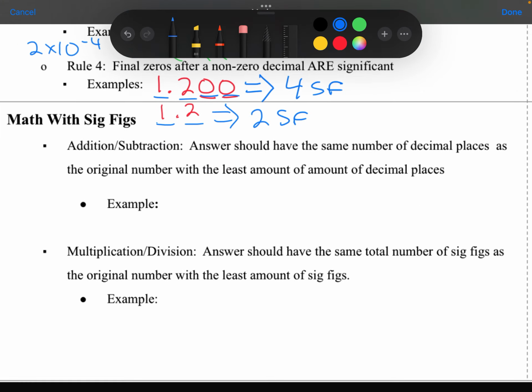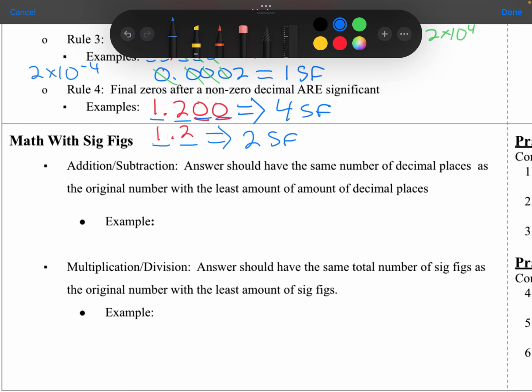All right, moving on to math with significant figures. We have 2 rules to pay attention to. Our first rule is for addition and subtraction. So if you're doing addition or if you're doing subtraction, you're going to be using this rule. It states that your answer in a math problem should have the same number of decimal places as the original number in the question with the least amount.